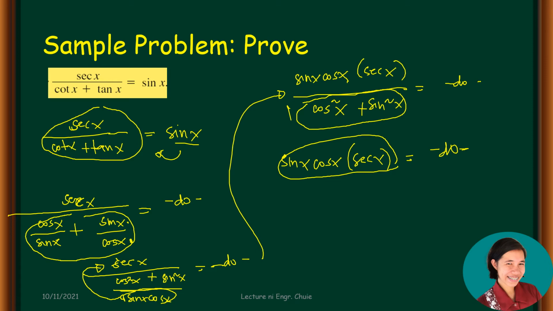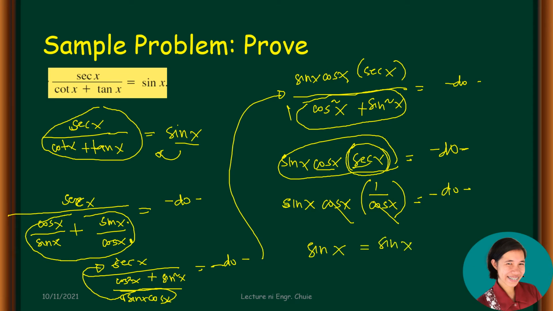So, take note na pwede nating ma-simplify yung ating cosine and yung secant. Okay? So, we have sine of x, we have tayong cosine of x. Ano yung equivalent ng secant x? Diba, yung reciprocal ng secant x is equivalent to 1 over cosine of x. So, cancel out natin si cosine. So, the remaining is sine x. So, sine x equals to sine x. So, therefore, yung ating secant x over cotangent x plus tangent x ay proved to be equal to sine x.